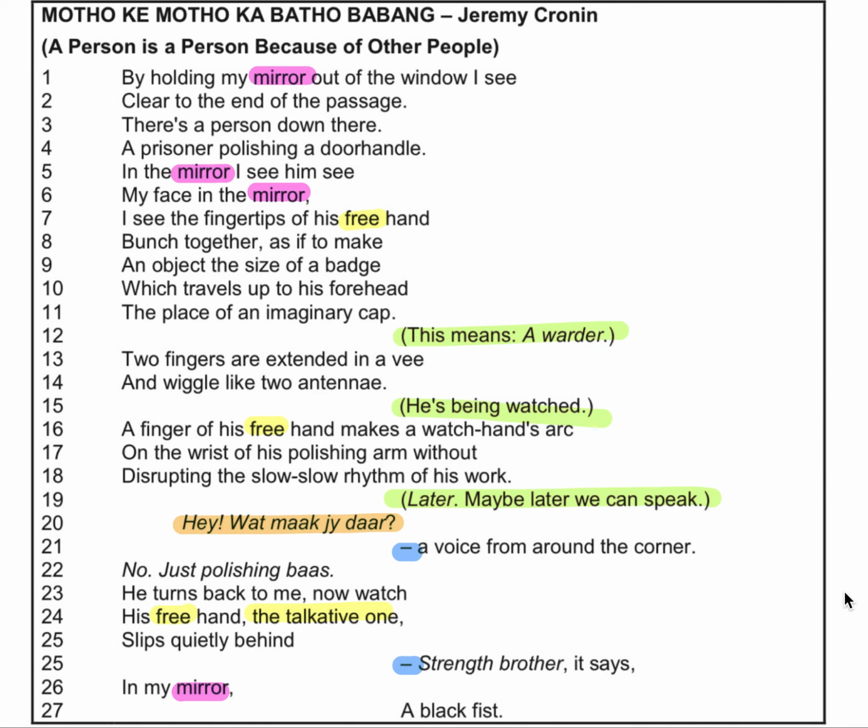I see the fingertips of his free hand. So you can see how many times I've highlighted the word free, and this is because it is ironic. He is actually not free. This is a prisoner. So the way he's talking about his free hand, he's obviously talking about the hand that's not polishing the door handle, but here it's quite ironic because the prisoner is not free at all. And then he talks the next 4 lines. He's making the symbol to indicate that he actually can't speak because a warder is there.